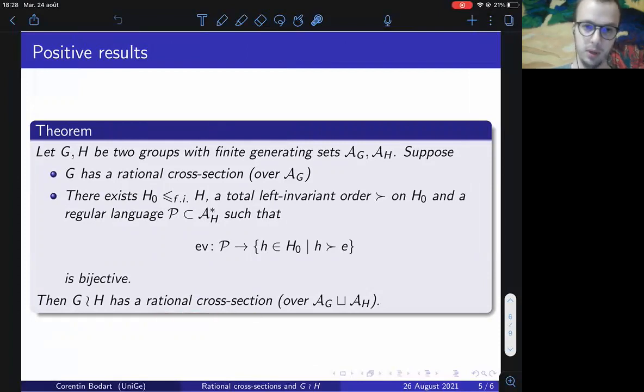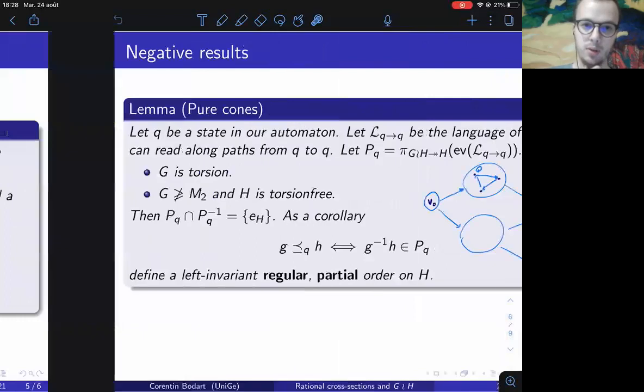We do have a rational cross-section for the wreath product. What we ask precisely is that the lamp group G should be nice enough: it should have a rational cross-section on its own. And then we should have some finite index subgroup in H which is left orderable, and for which there exists some order which is given by some regular language. If all that holds true, then we are happy. We have a rational cross-section.